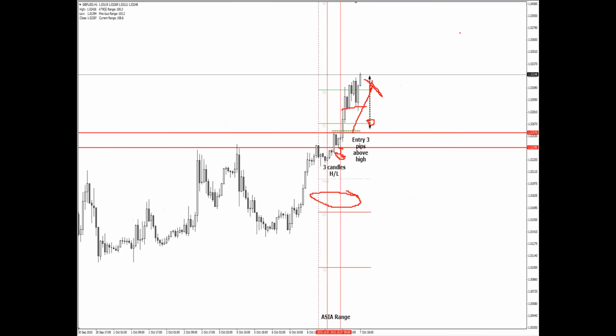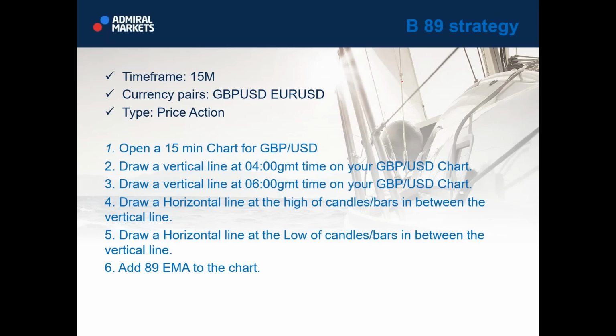And I basically traded this one. But I remember there was a thread on Forex Factory which explained this method. And it was good, so you can try it also. Open a 15-minute chart for pound dollar. Draw a vertical line at 4 GMT. Draw a vertical line at 6 GMT. Draw a horizontal line at the high of the candle bars in between the vertical lines.